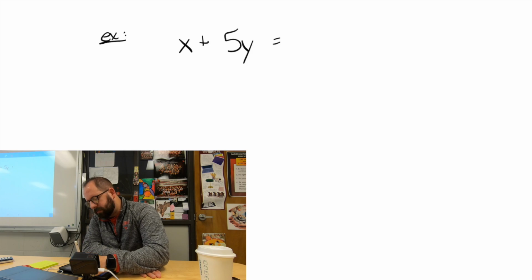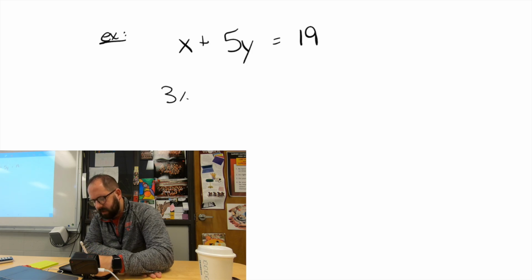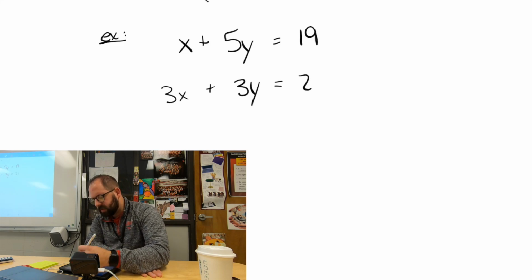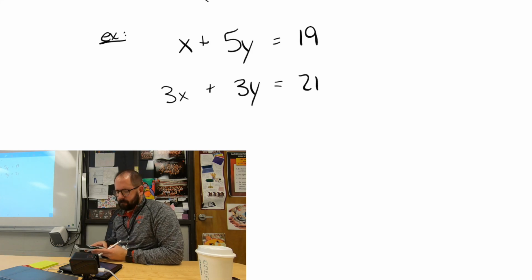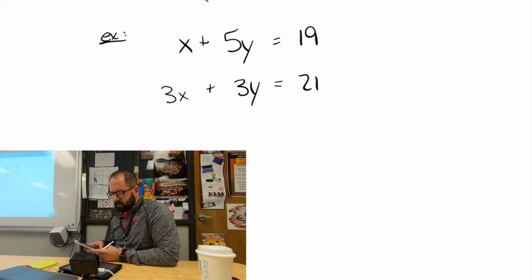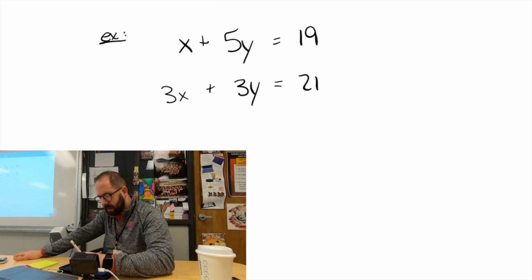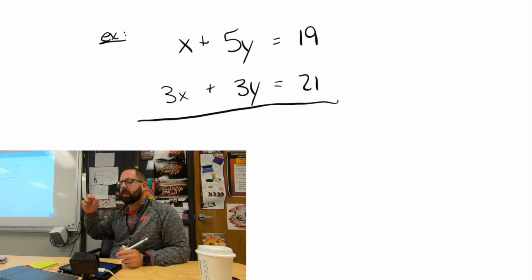Let's go through a problem here. I'm going to make this problem up so it's not going to be nice and pretty. Let's go with x plus 5y is equal to 19, and 3x plus 3y is equal to 21 or something like that. Yeah, that'll work. Okay, so this is my problem.